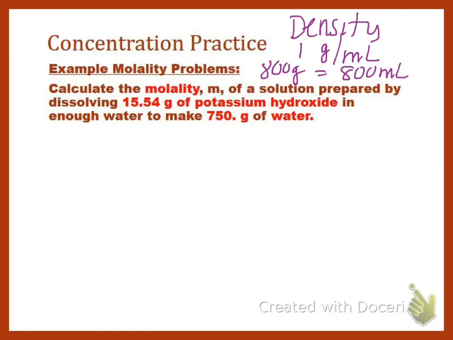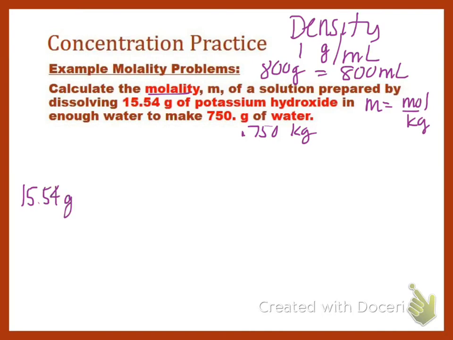But that's very handy, that water is 1, because it's the same. So this time I see that I have molality, calculate the molality. So that means I'm going to want moles over kilogram. So I have 750 grams of water. That means I have 0.750 kilograms, because grams are smaller than kilograms, so I divide by 1,000.